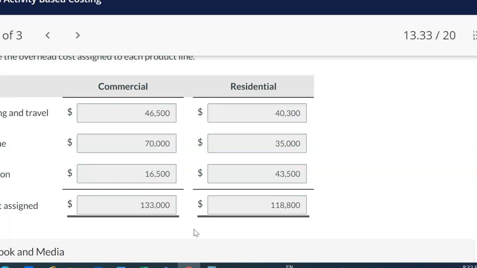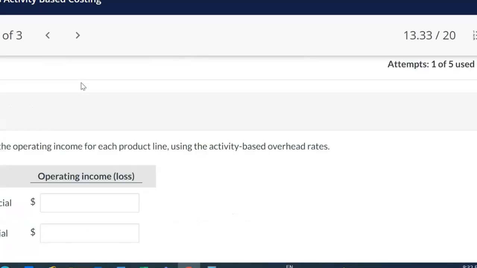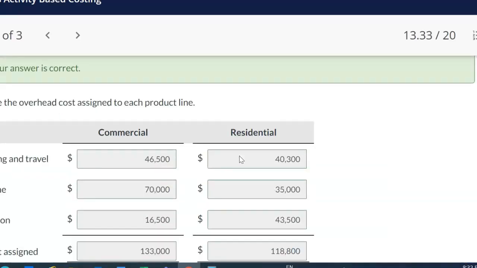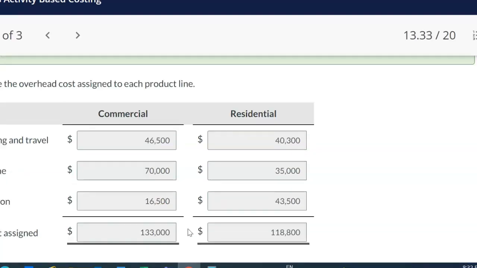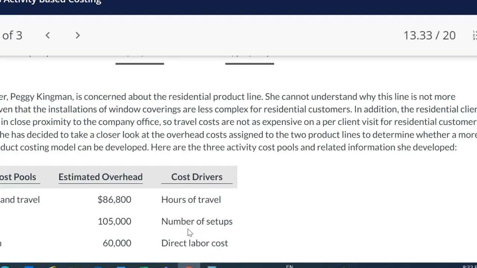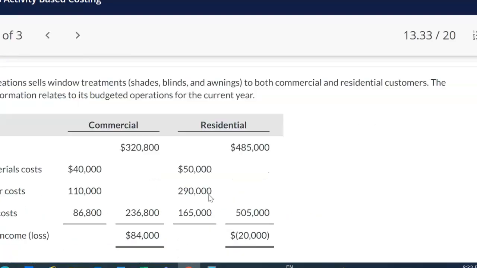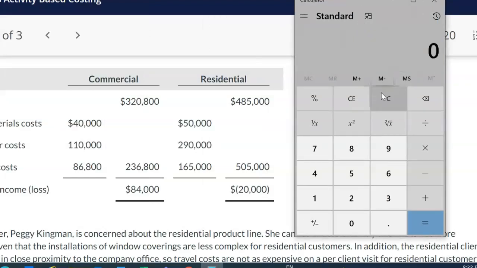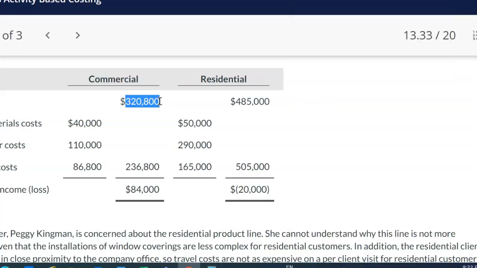Is there any more to this problem? Let's see. Ah, there's something more. Operating income. Okay. So commercial. Go back up to commercial. All the way up. Revenue, 328. They want profit now.